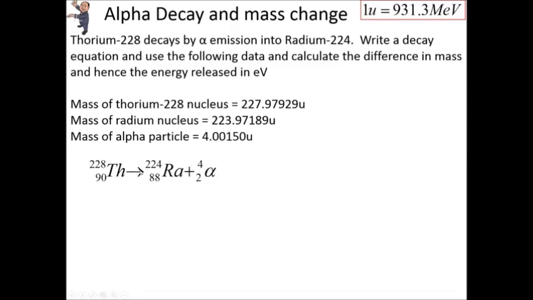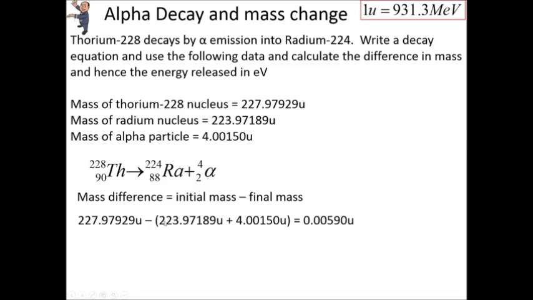So first of all, let's write the decay equation. Here it is. Thorium decays to radium with the alpha particle. Now let's put our idea that the mass difference is the initial mass minus the final mass. So the initial mass is 227.97929, which is this thorium, minus the two things that come out, which is radium and alpha. And if you do all this, you get a mass difference of 0.00590 U.